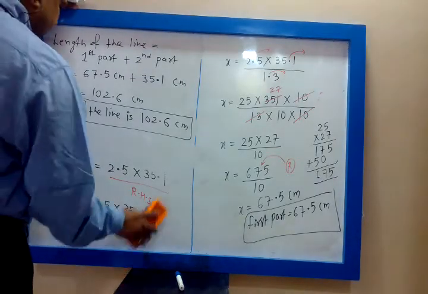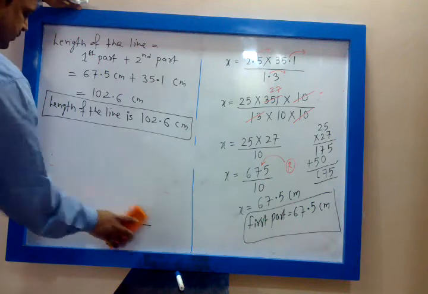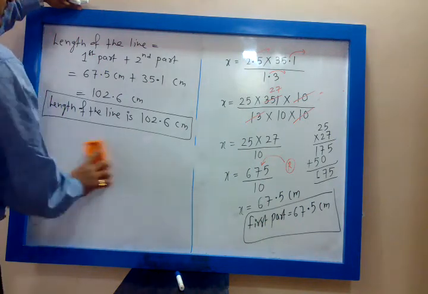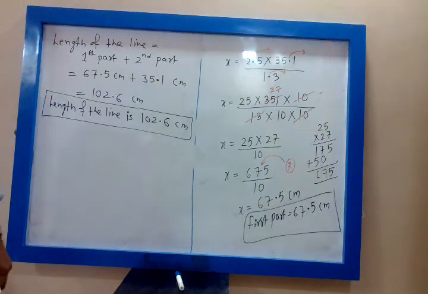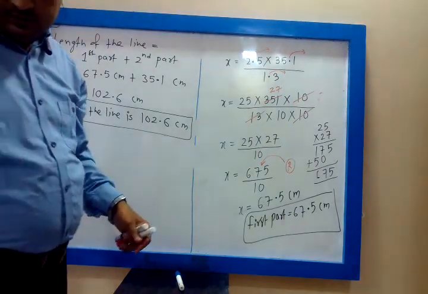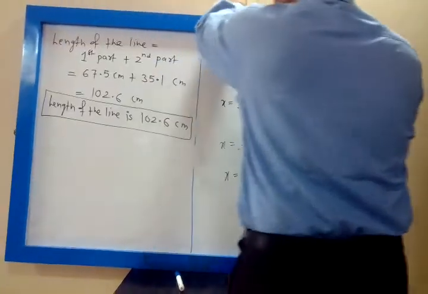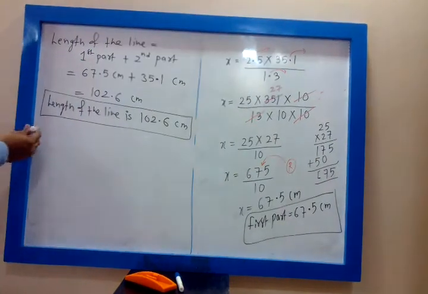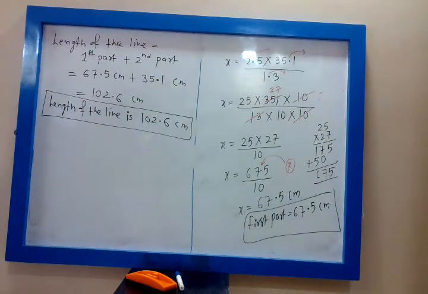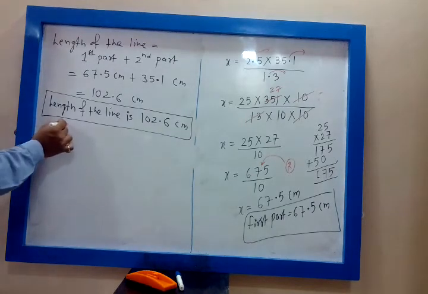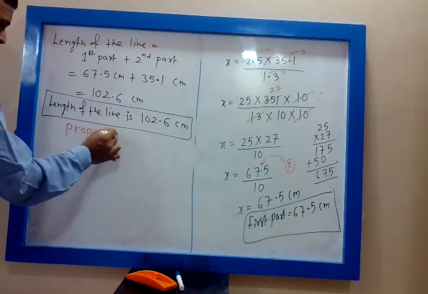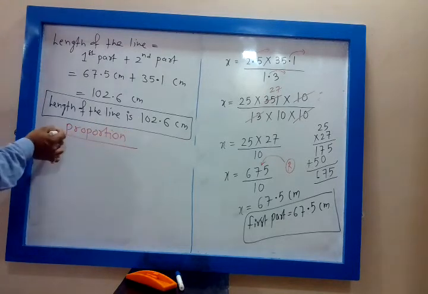Okay. So length of the line is 102.6 centimeter, and from 6A only the first 10 questions are there, the rest are omitted. So let us start 6B. Write down this definition of proportion. We have seen the definition of ratio, now we will see proportion.